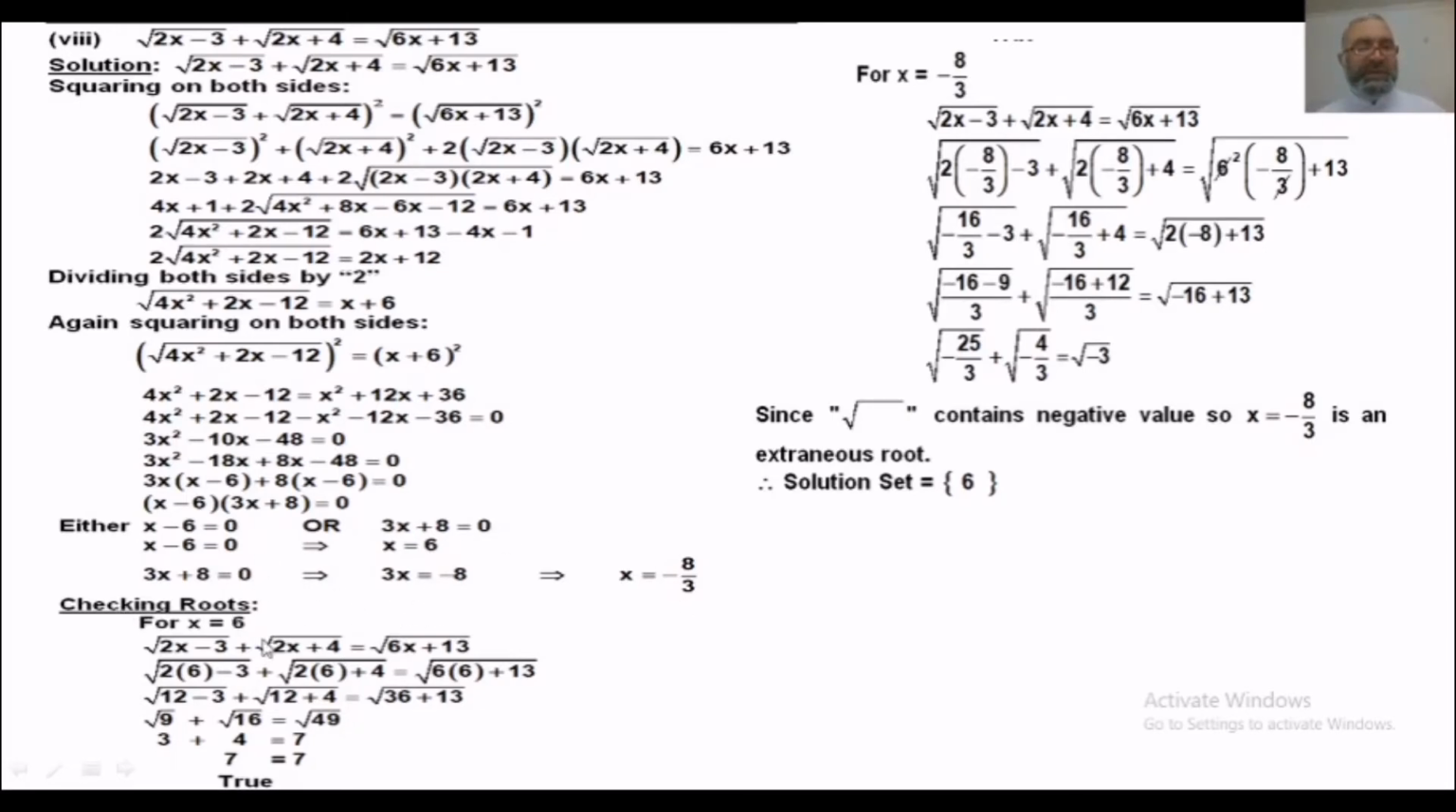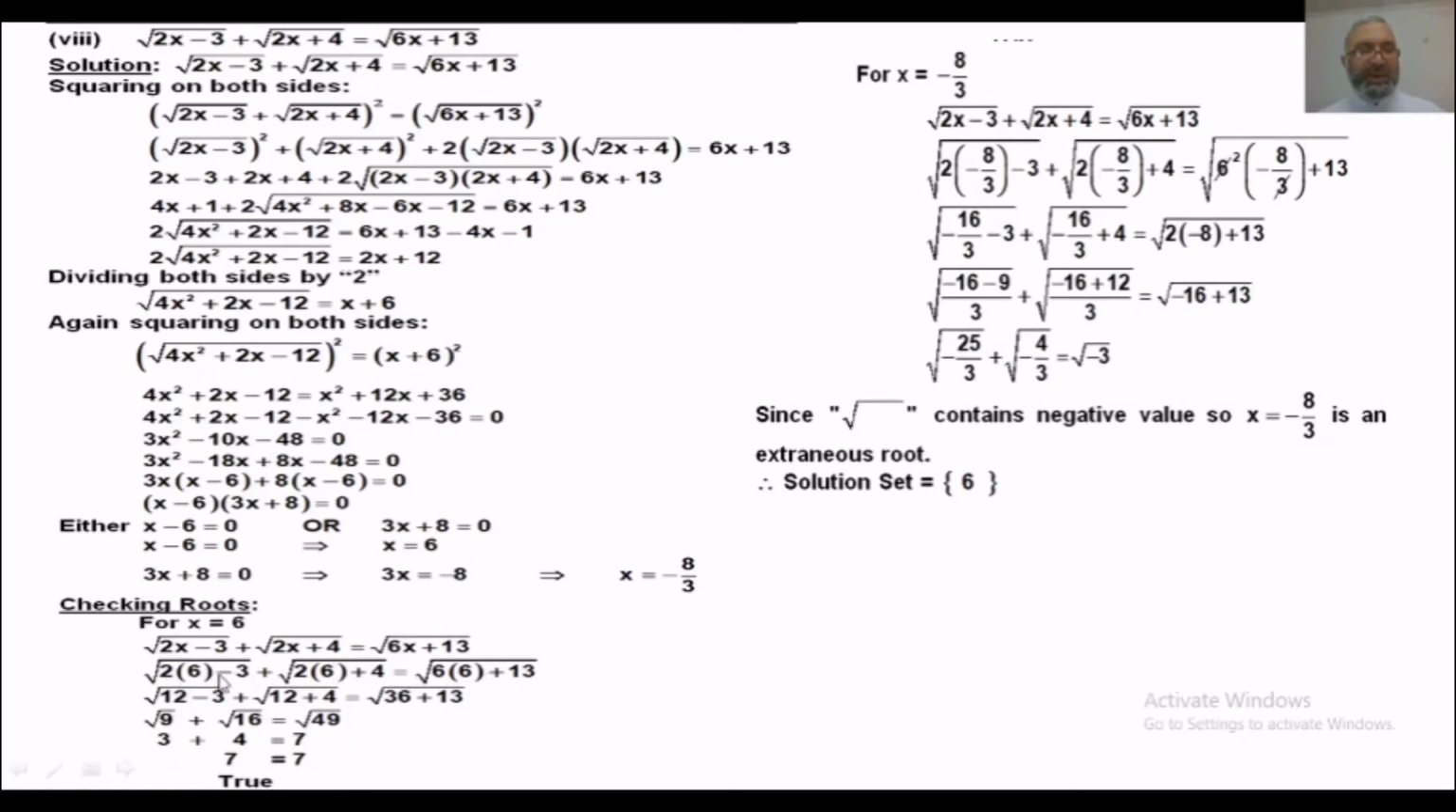First, for x is equal to 6, the first root. Putting x is equal to 6 in the original equation, we have square root of 2x minus 3 plus square root of 2x plus 4 is equal to, on the right side, square root of 6x plus 13. Putting x is equal to 6, this becomes 2 into 6 minus 3 plus 2 into 6 plus 4 is equal to 6 into 6 plus 13.